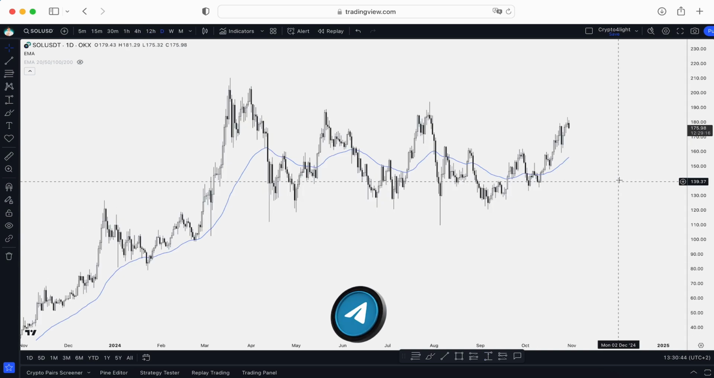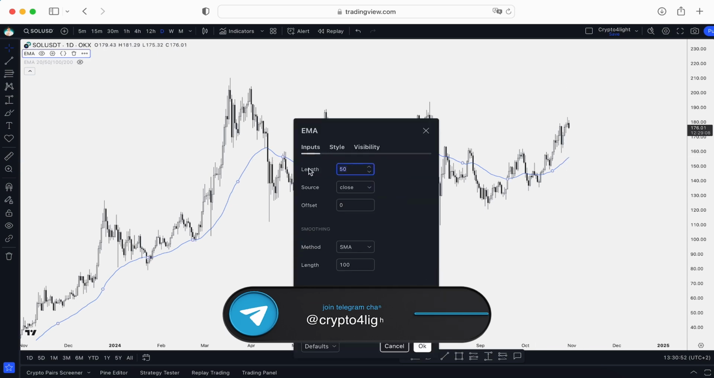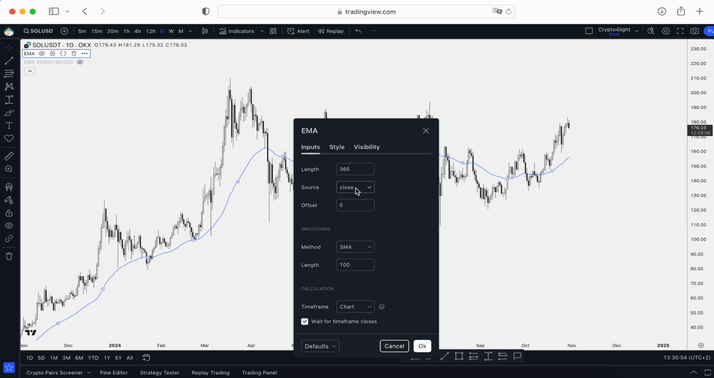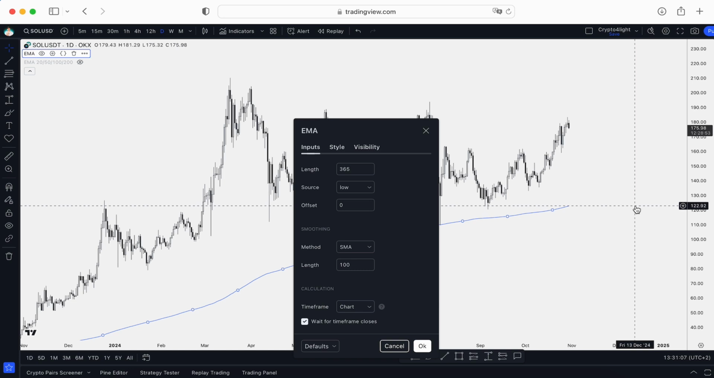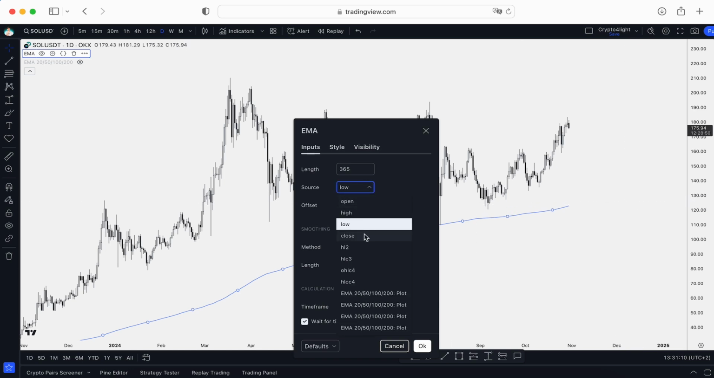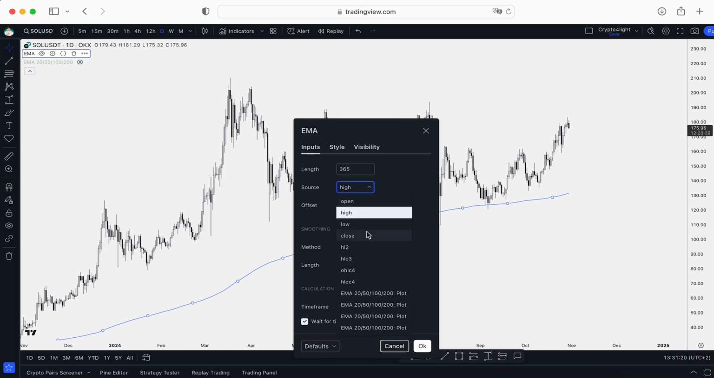For example, we can track the average price of SOL during the last 365 days. So we go into inputs and set 365 days by close. So the average price of SOL now is 127. If we use by low, it will be a little bit different, like this one, 122. If we use by open, it will be a little bit higher, 127. If we use high, it will be 131. But I recommend you always use by close.